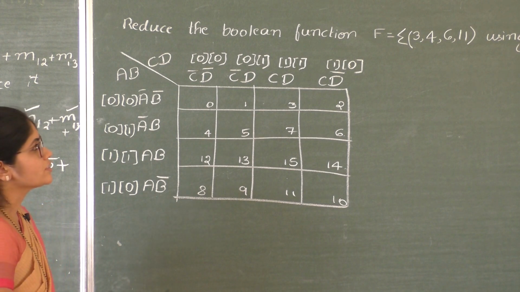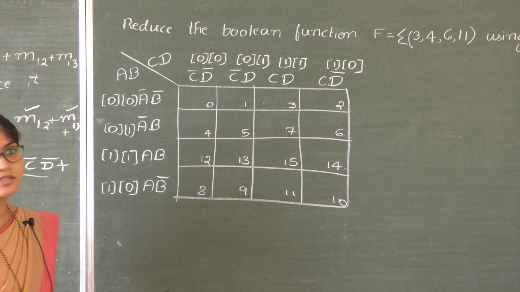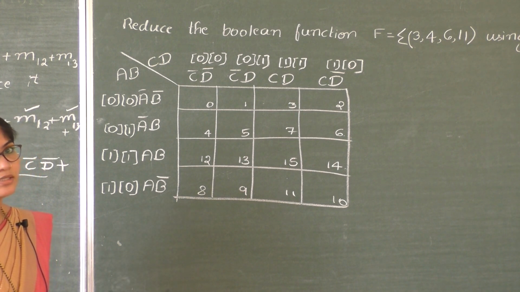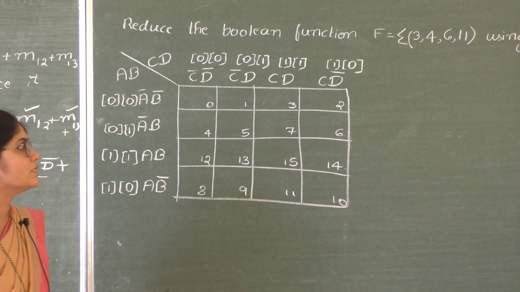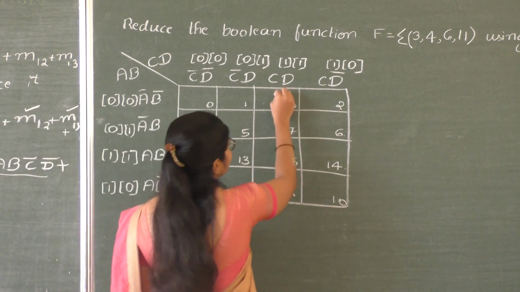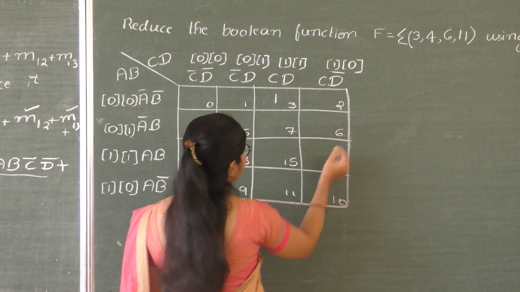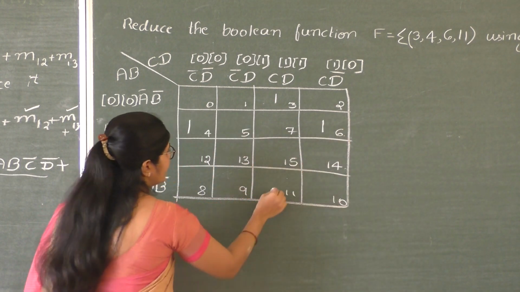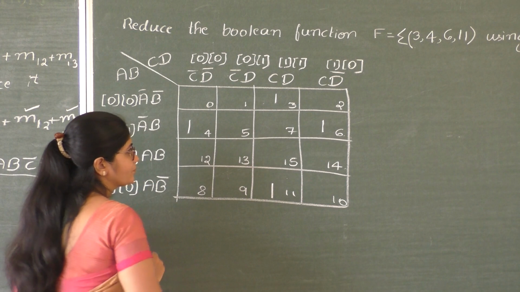Third square, fourth square, sixth square and 11th square are having the output 1. So fill those squares with 1s and remaining squares with zeros. Third square, fill the square with 1. Fourth square, next sixth square and 11th square.